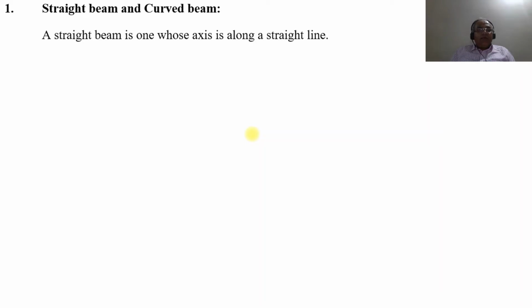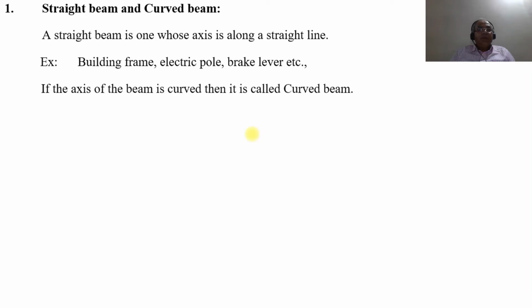A straight beam is one whose axis is along a straight line. Examples of straight beams are a building frame, electric pole, brake lever, etc. If the axis of the beam is curved, then it is called a curved beam. Examples are arches, chain hooks, crane hook, etc.